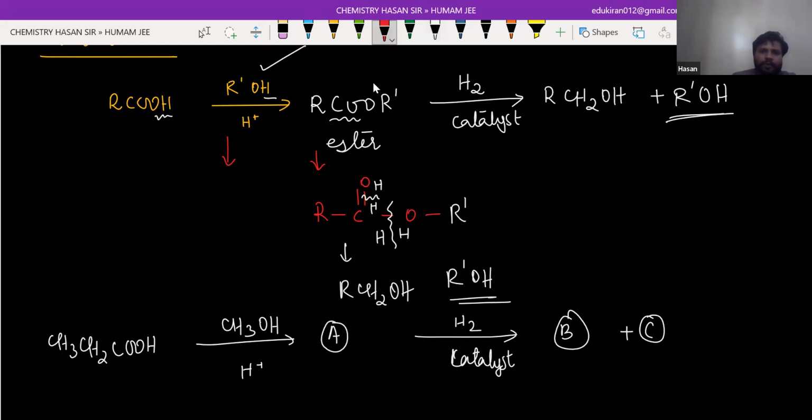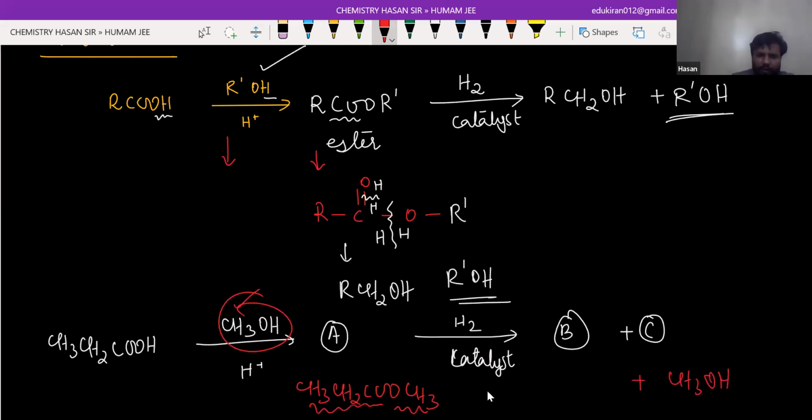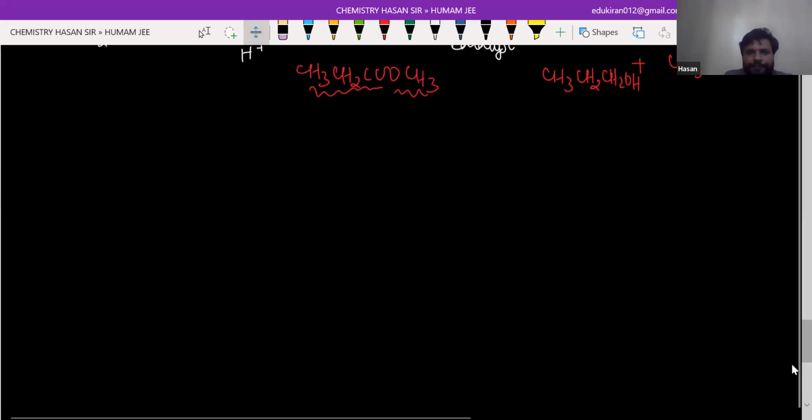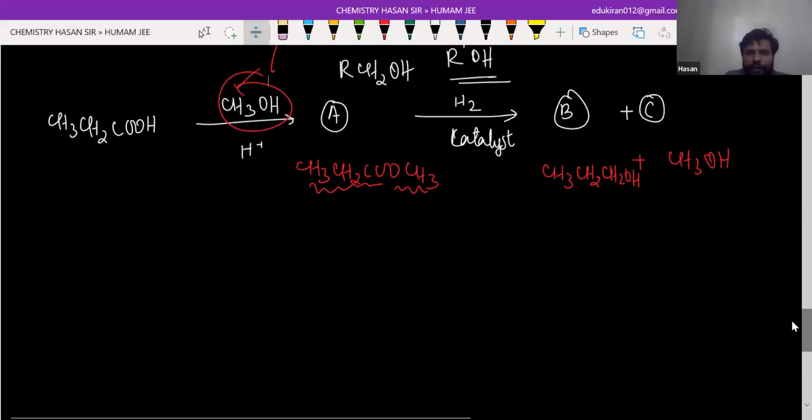Okay, so see what will happen. There will be formation of an ester CH3CH2C double bond O, and this R is CH3. After this, you will get the alcohol that you have given here, CH3OH, and this will be converted into alcohol, that means CH3CH2CH2OH. That means propanol you will get and methanol that you used in the first step. Very simple it is. Please do write it and then let me know.